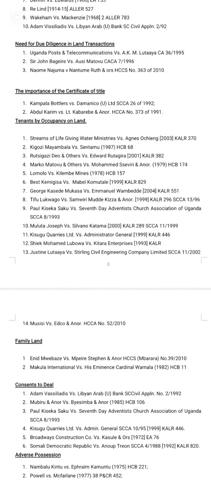Now, we shall also look at the importance of the certificate of title. Section 59 of the RTA is very clear and straightforward. The certificate of title is conclusive evidence of ownership. This has been reiterated in several cases, including Kampala Bottlers versus Dominico Uganda Limited.